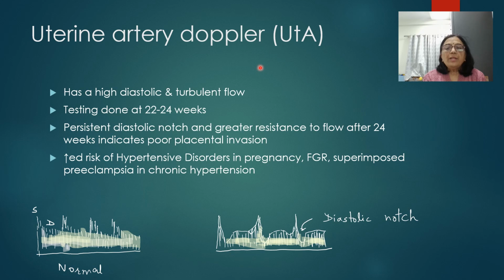So uterine artery is mainly helping us to know how the placental development has taken place and how the remodeling of spiral arteries has taken place. Whenever there is a persistence of diastolic notch or a greater resistance to the flow after 24 weeks in the uterine artery, it is associated with increased risk of hypertensive disorders in pregnancy, fetal growth restriction, and even if it is seen in chronic hypertension, the risk of superimposed preeclampsia is greater.